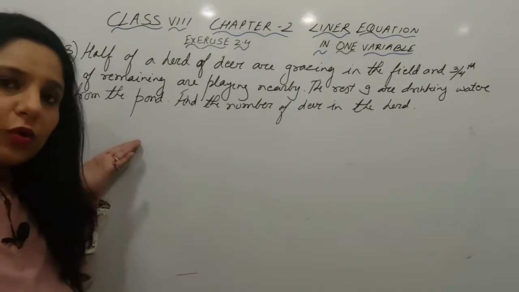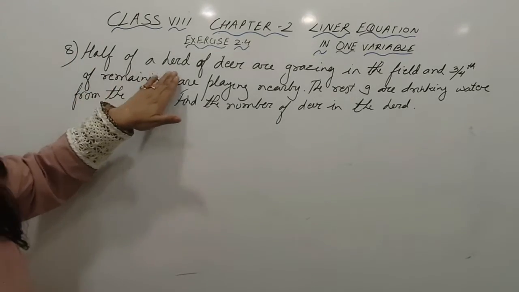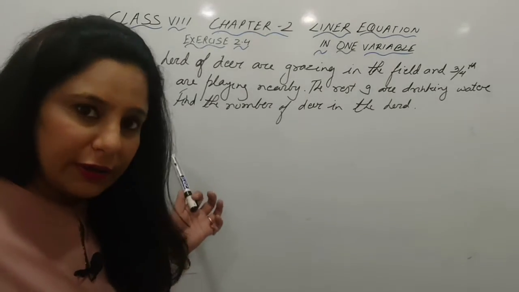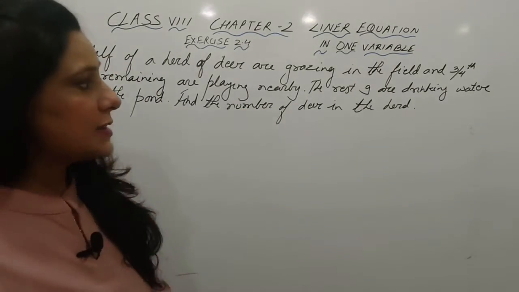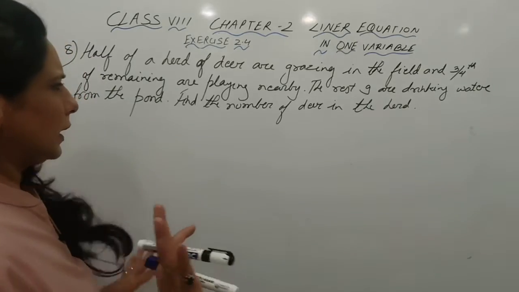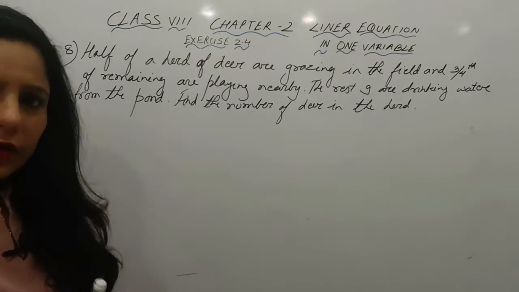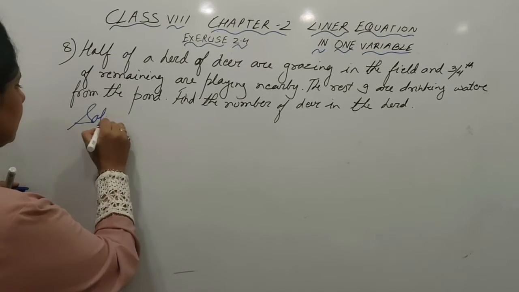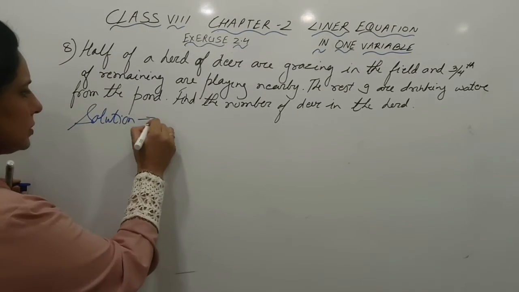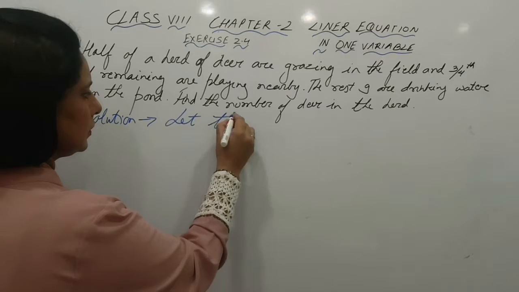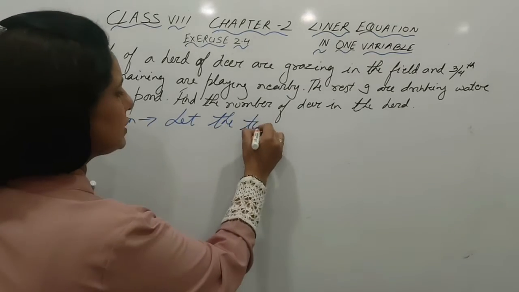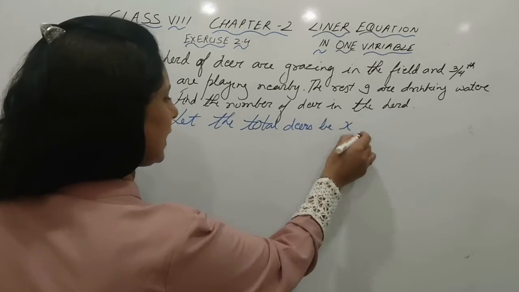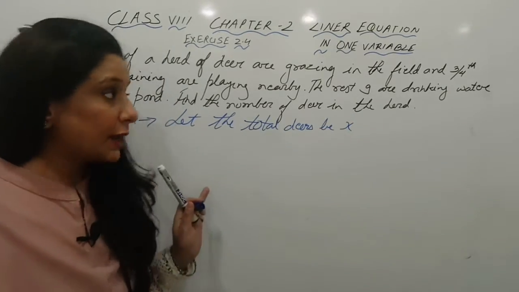Let's read the 8th question. Half of the herd of the deer, herd of the deer means झुंड, deer का झुंड, are grazing in the field. Okay, सबसे पहले तो half of the herd of the deer. So how we are going to start our question? Let the total deers be x. Total deers are x.